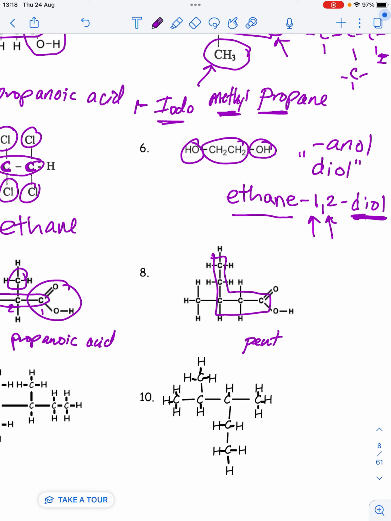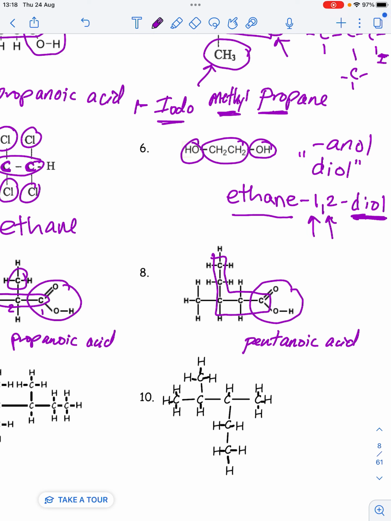You've got to look for the longest chain. It's not always just whatever is written left to right. So pent is the longest chain. I see this group here, so that becomes pentanoic acid. No number needed on oic acids, on carboxylic acids.